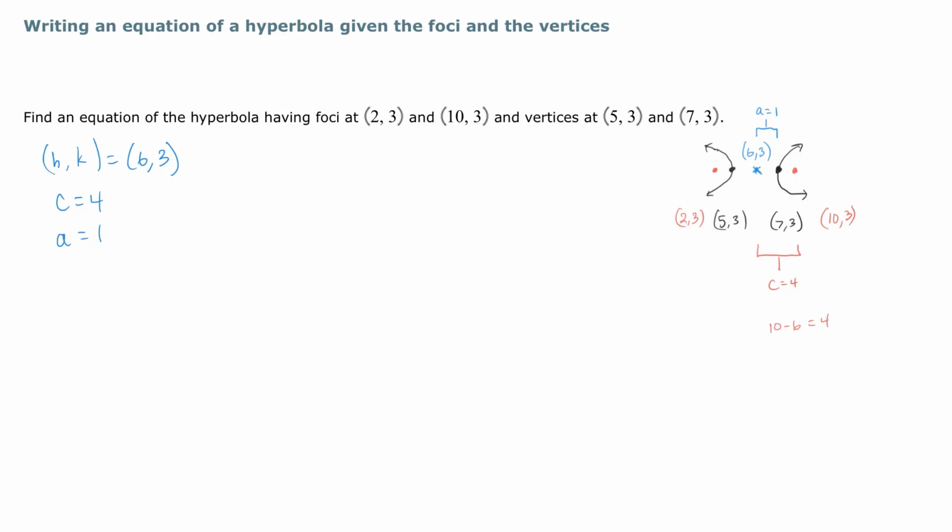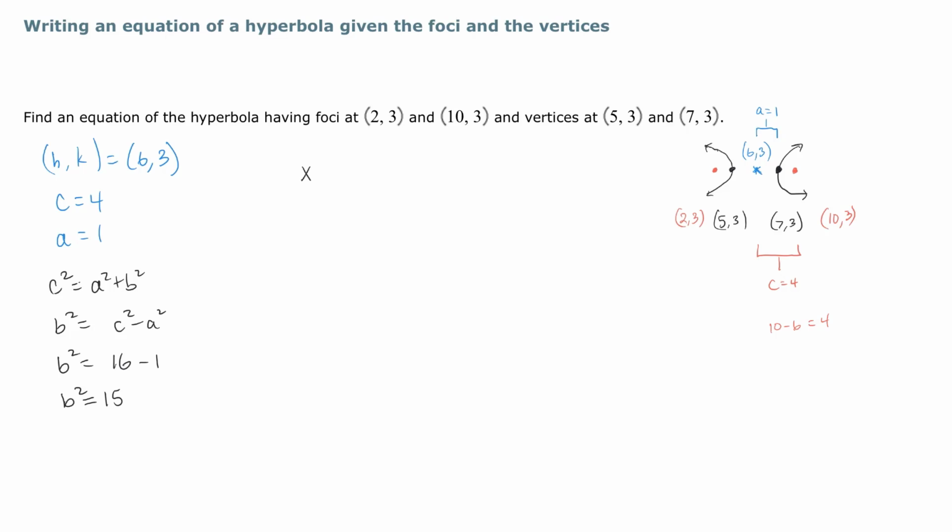All right. The only thing left we need for the standard form of a hyperbola is b. And we could find that. That's not a problem. We know the relationship: c squared is equal to a squared plus b squared. So b squared is equal to c squared minus a squared. Why don't we find b squared? b squared is now equal to 16 minus 1, which is 15. b squared is 15. That's what we want anyway.